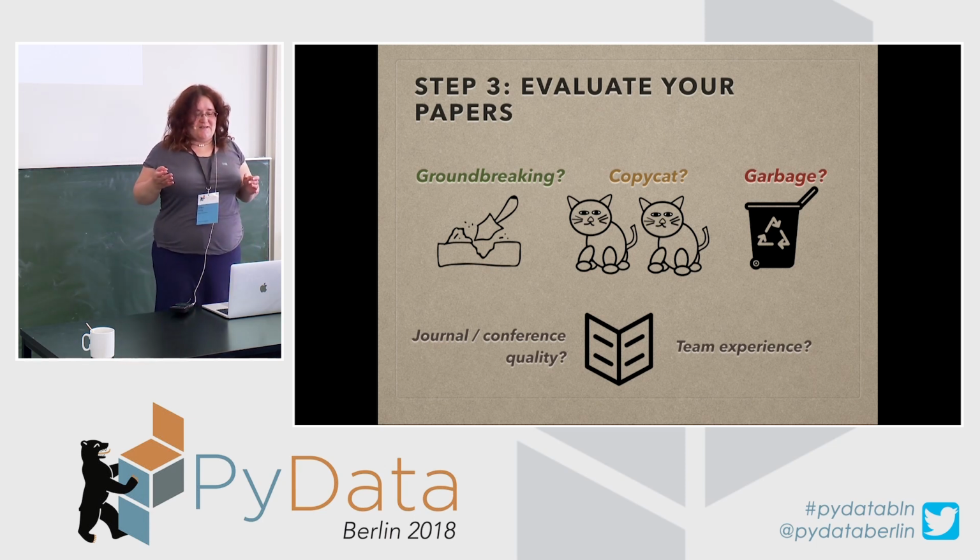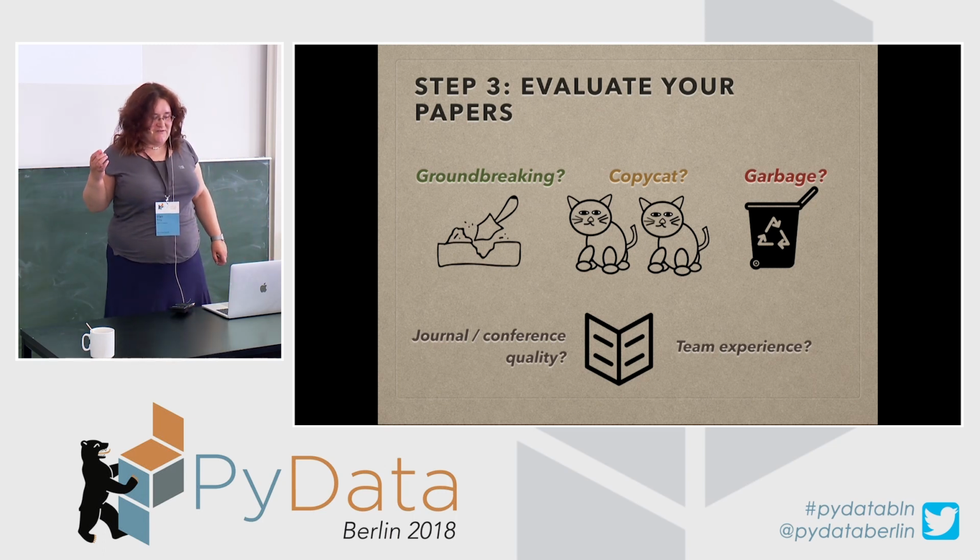And now, of course, the question is, how do you find out which papers actually are good for the purpose that you want to solve? There are some obvious pointers, like the journal and the conference quality. If you can evaluate it, that's usually a good indicator.